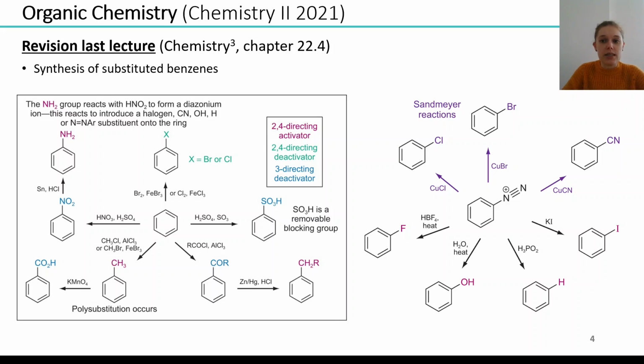So to increase the selectivity for the attack of the electrophile in position 4 of benzene, the size of the activating group is temporarily increased by transforming the substituent into a so-called blocking group. Then the desired substitution can selectively be performed. And then in the last step, the blocking group is removed or back transformed into the initial substituent. This is what we learned about the reactivity and synthesis of substituted benzenes.